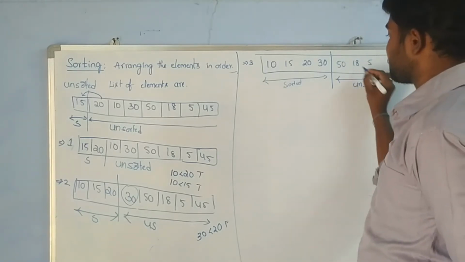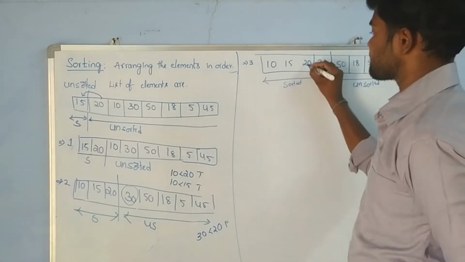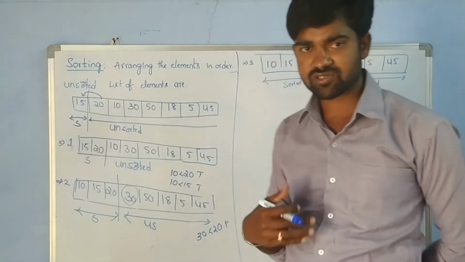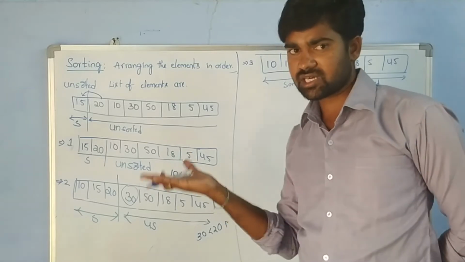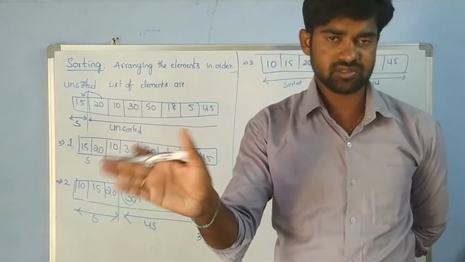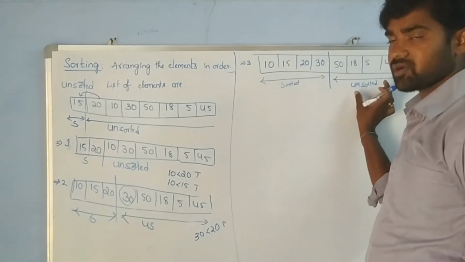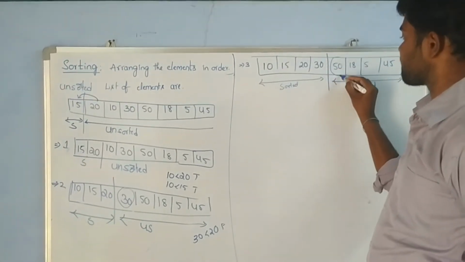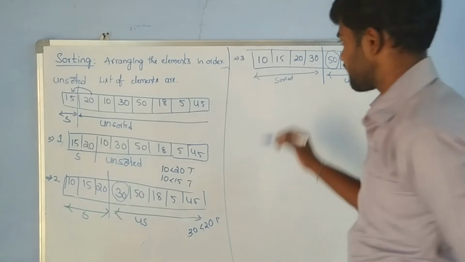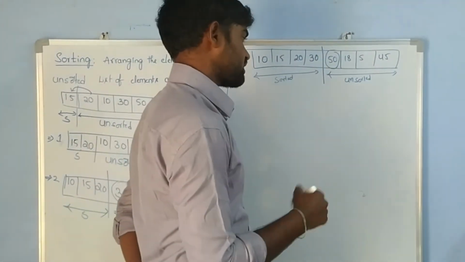What is our aim here? So in this insertion sort, what is our aim? We just need to sort the elements from the unsorted portion into the sorted portion. That's it, right? So now again, in the unsorted portion, what is the first element? The first element is 50.